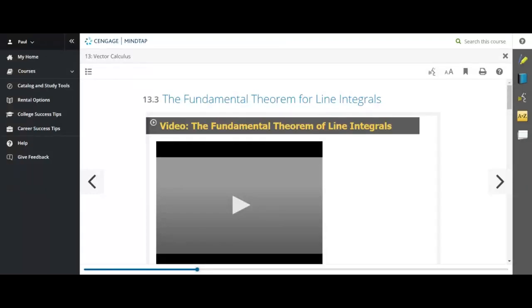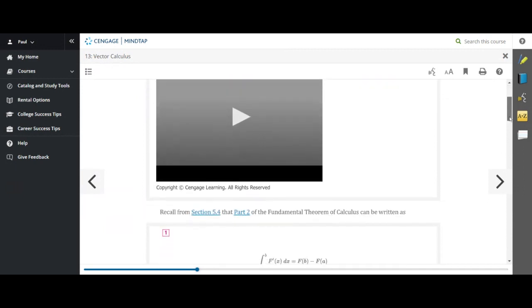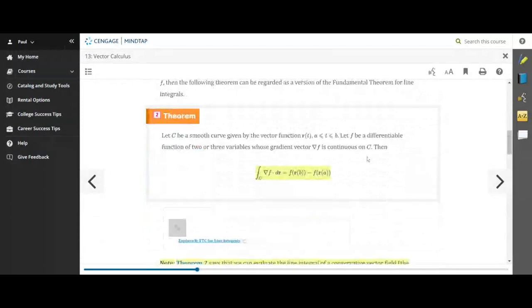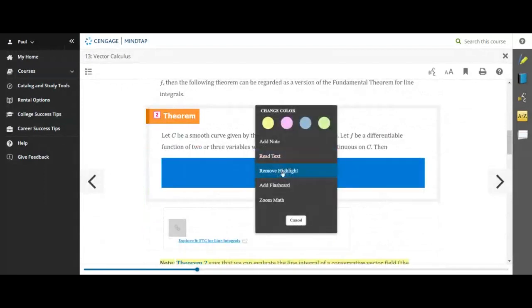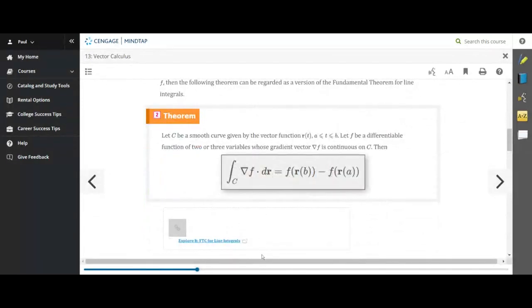Okay, fundamental theorem for line integrals. So we learned about line integrals in section 13.2, and now there is apparently a fundamental theorem for line integrals. Let's talk about it. Let me show you what it is first of all. This is the fundamental theorem of line integrals.